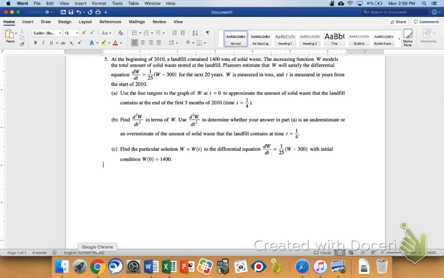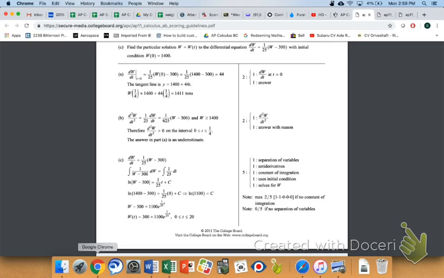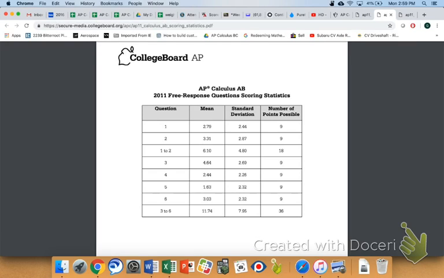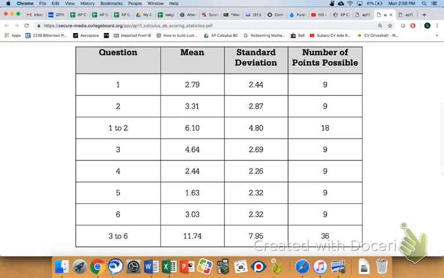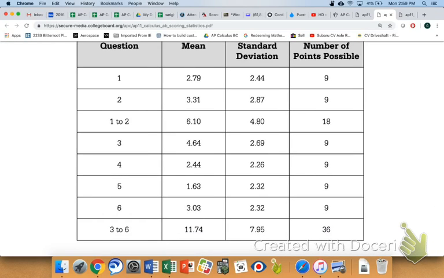So I want to show you some statistics from this. Up until a couple of years ago, this was the worst scoring average question in the history of AP. This was question 5. So the total number of points possible was 9. The worldwide mean was 1.63.